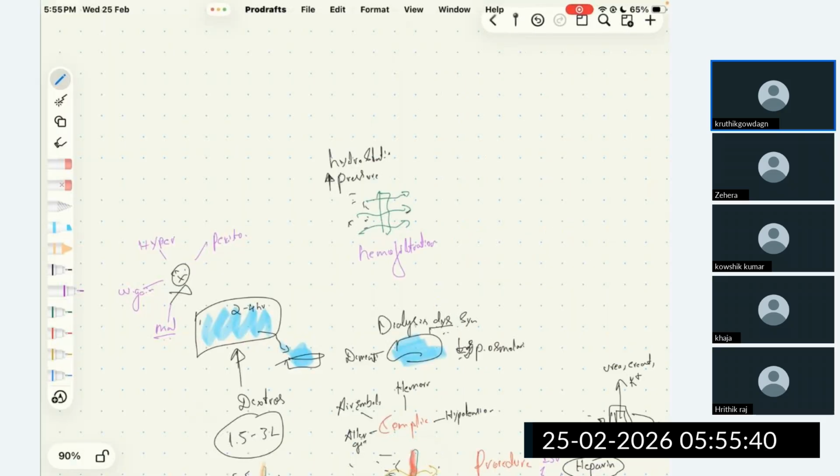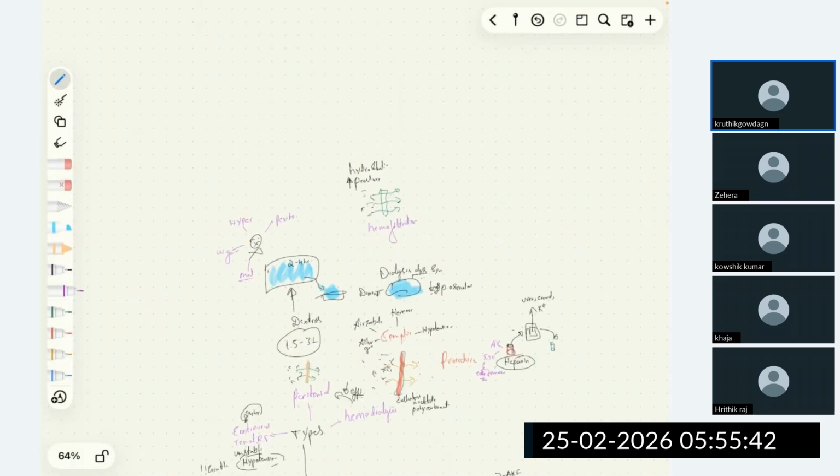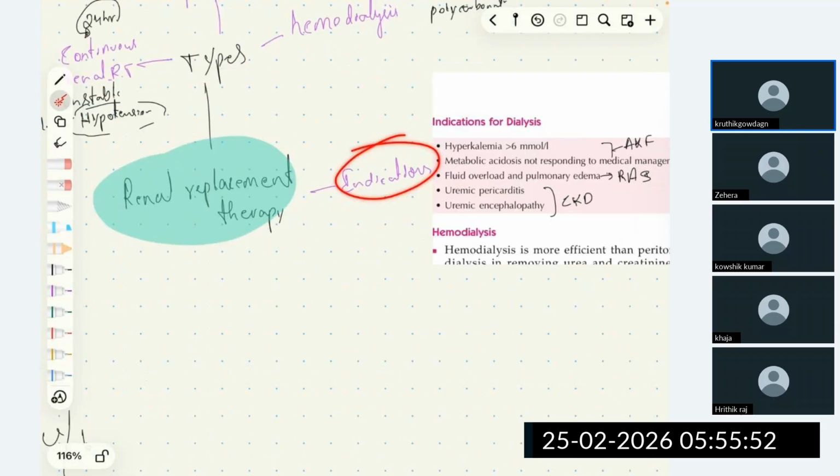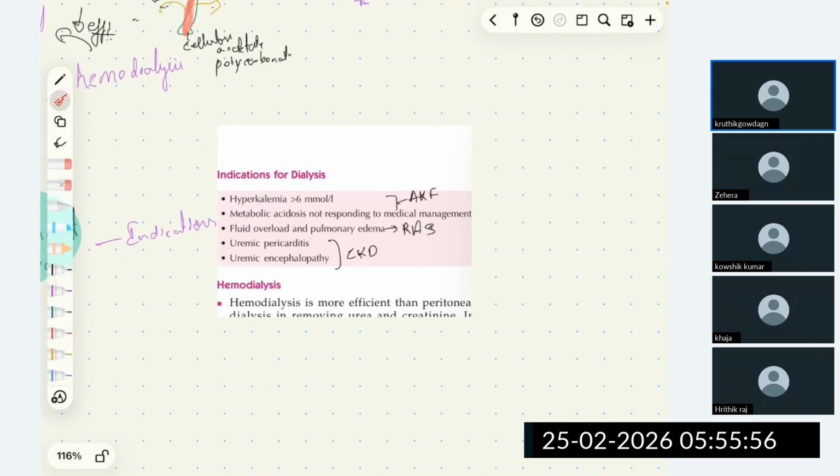Renal replacement therapy. The term is self-explanatory. We are replacing the function of the renal system, that is the kidney. Now, what are the indications which make us choose renal replacement therapy? The indications for dialysis are hyperkalemia more than 6 millimole per liter, and metabolic acidosis not responding to medical management, that is infusion of sodium bicarbonate.